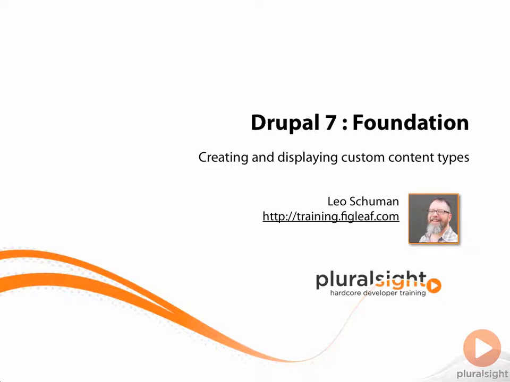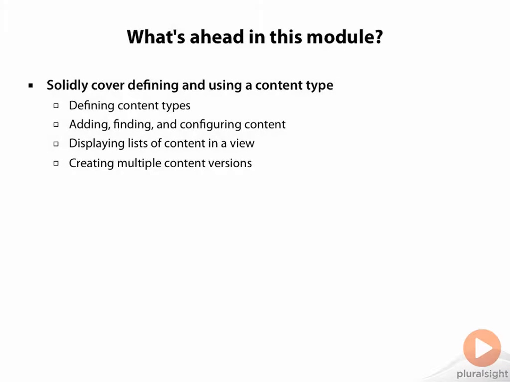Welcome to our module on creating and displaying custom content types. In this module, we're going to talk in some detail about defining content types and then adding, finding, and configuring new items of that type, both individually and as a group. We'll talk about displaying lists of particular items of content, or nodes as we're learning to call them, in something we'll learn is called a view. And then we're going to talk about creating multiple versions of a given item of content.